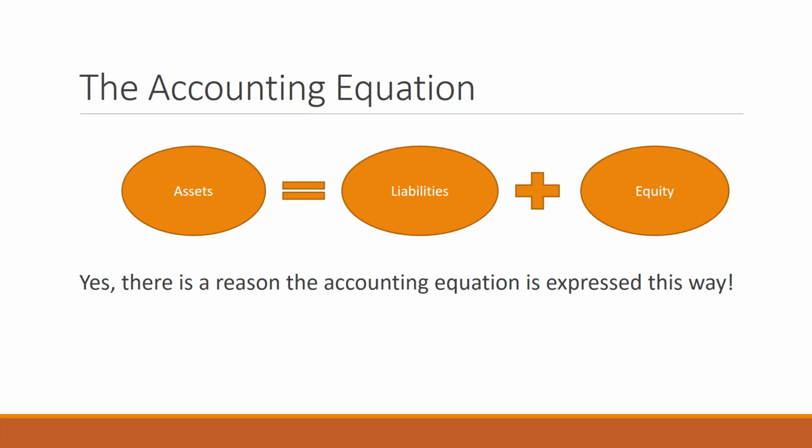Now let's take a step back first and remember our accounting equation. Remember, assets equal liabilities plus equities. And yes, there is a reason why we express the accounting equation this way. We don't say liabilities plus equity equal assets. We don't say liabilities equal assets minus equities. Though these are important properties to keep in mind, when we express the accounting equation, we generally say assets equals liabilities plus equities.